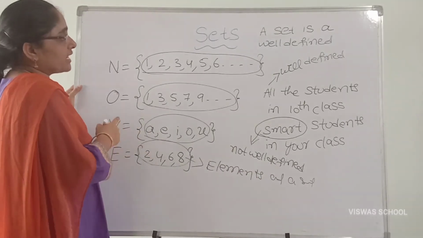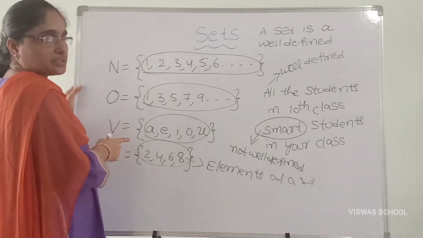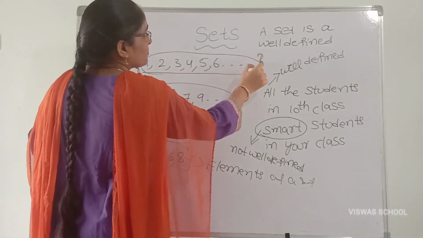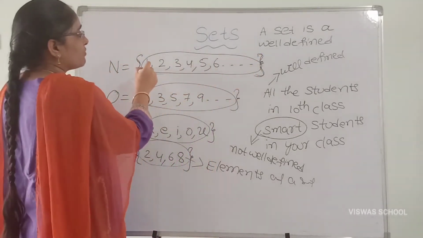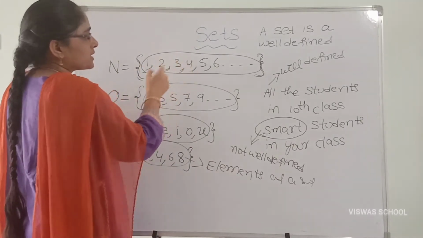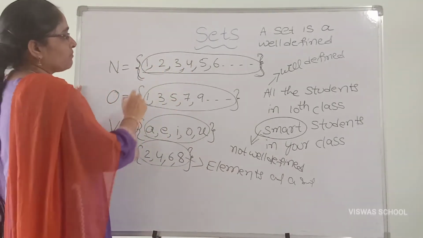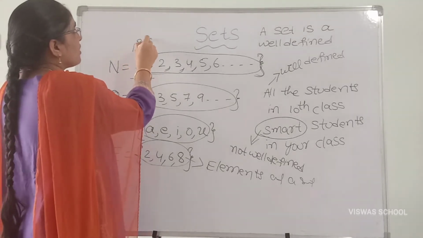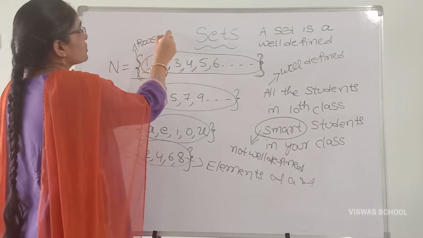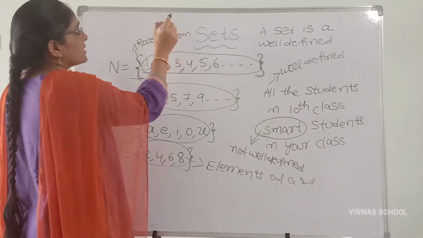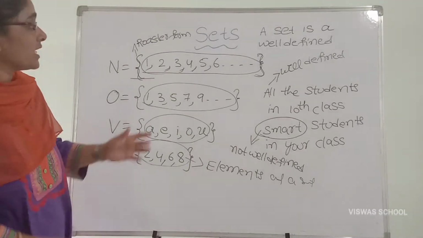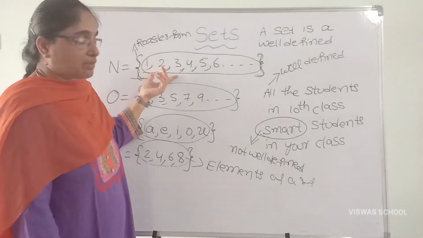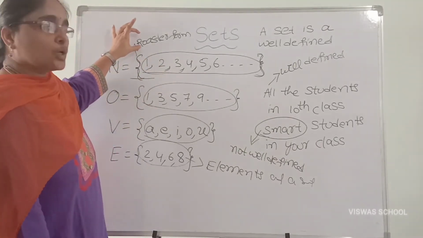For writing the elements of a set, we use braces, that is flower braces. And the elements are separated by commas. This is called roster form. That is, if the set elements are written in the flower braces and these are separated by commas, then we say that these are in the roster form.